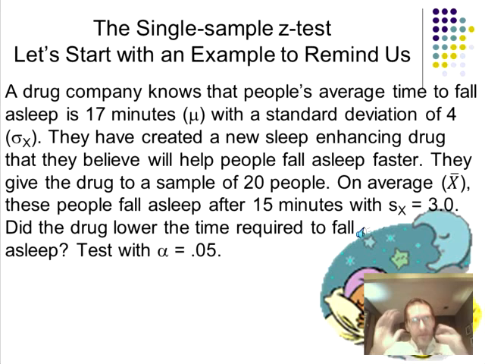So we've got a situation here where, let's review now. We have a known population. The population has a known mu, 17 minutes. It has a known sigma, 4. So these are knowns. We have a single sample, and we would like to compare our sample to this known population. So these are all the requirements necessary to do the z-test.